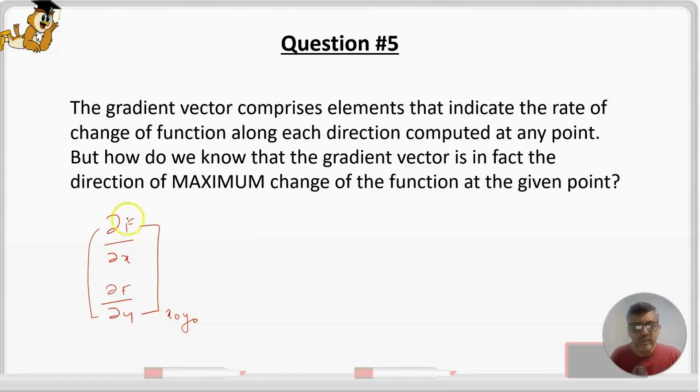But how do you know that this actually represents the direction of maximum change, right? So maximum increase, and the negative direction is the maximum decrease. How do you know that it is the direction of maximum change of the function? Give it some thought, but that is essentially what this question is, and that is the question that I have for you. Tell me why the gradient actually is the direction of maximum change. Focus on the word maximum. That's what the question is about.